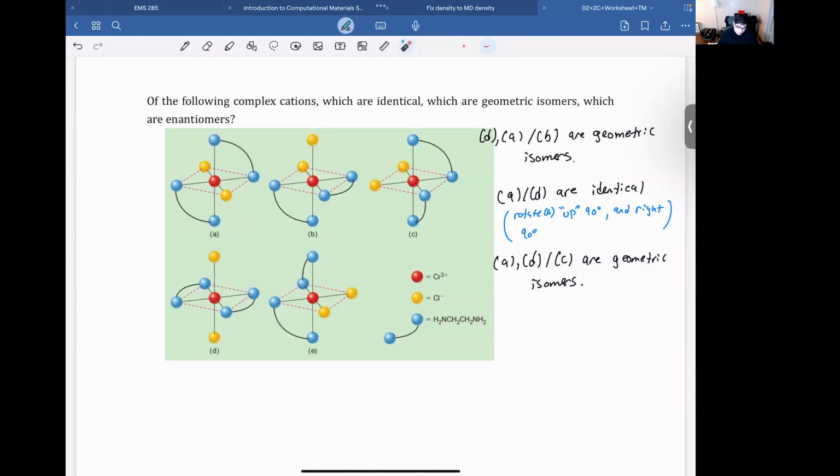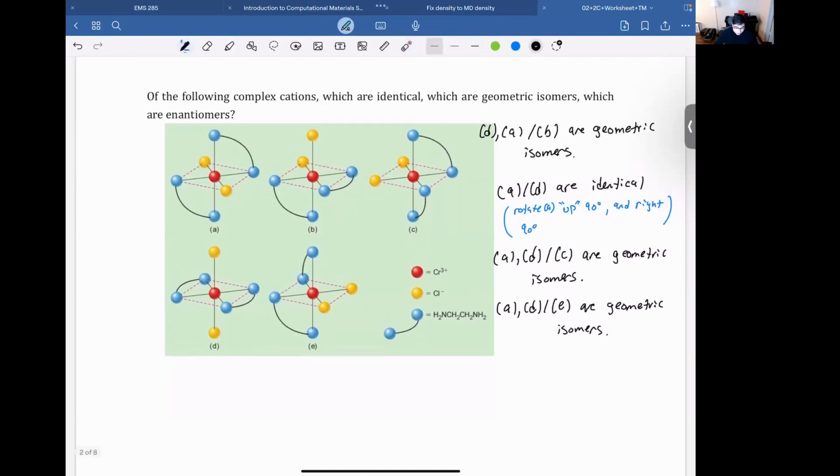Then we can look at A and E. Again, two yellow ligands on different axes. So A and D and E are geometric isomers. Right, again, we're just checking ligand attachments on the axes. We're seeing if they're on the same axis or different axes. Really easy way to check for geometric isomerism. All right, now we can do B.